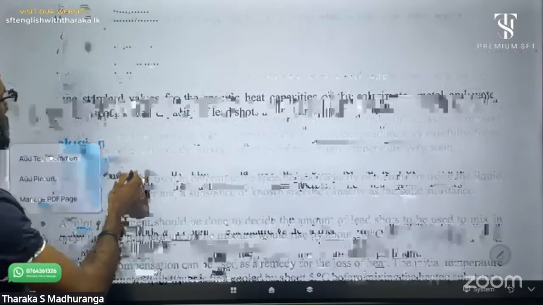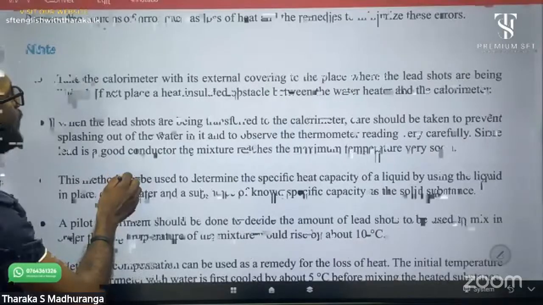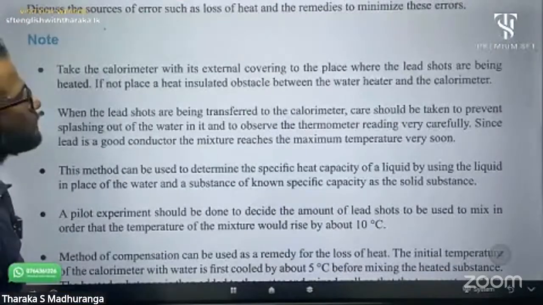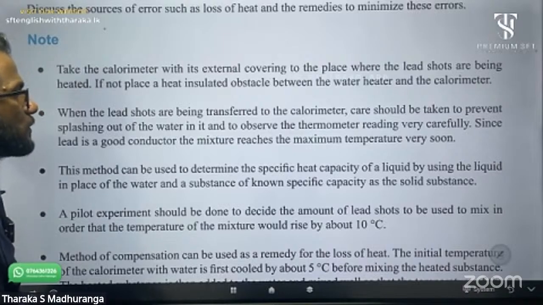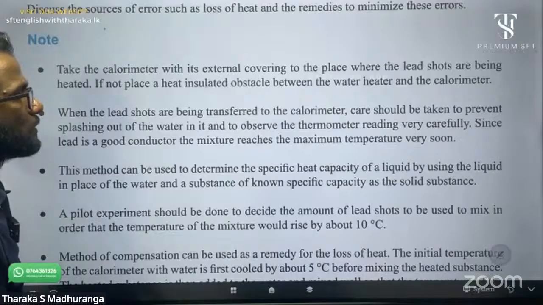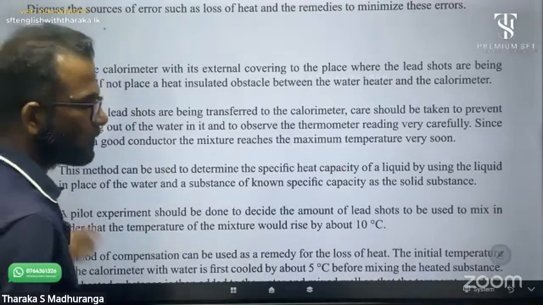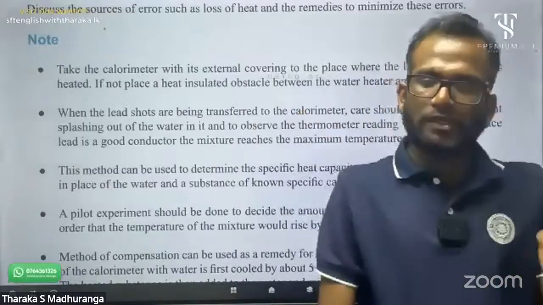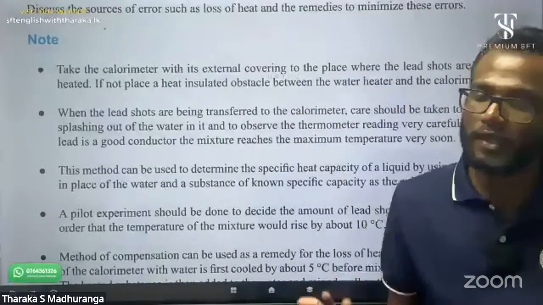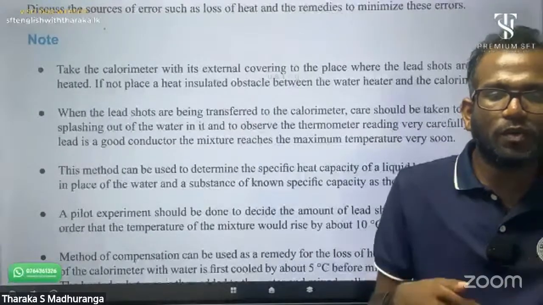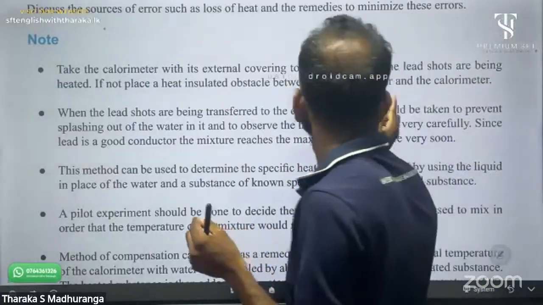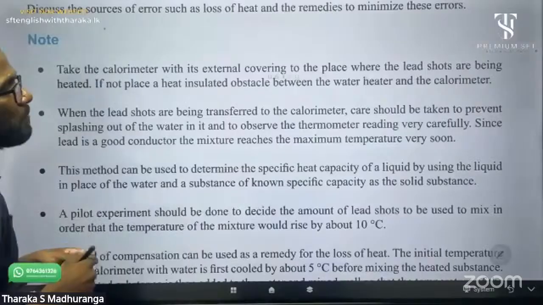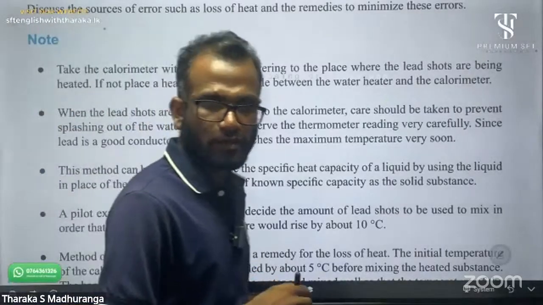And these notes are very important. Take the calorimeter with its external covering to a place where the lead shot is being heated. Do not place a heat insulated obstacle between the water heater and the calorimeter. That means this mixture method experiment is correct only if there is no heat loss to the environment. Therefore, it is better to use a calorimeter covered by a thermal insulated layer, right?